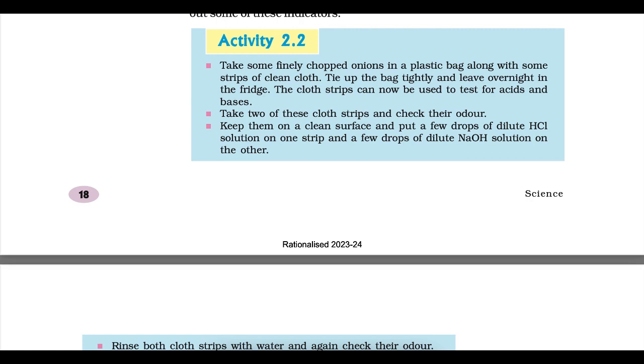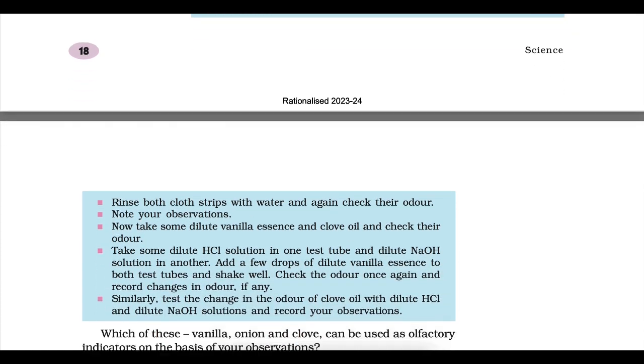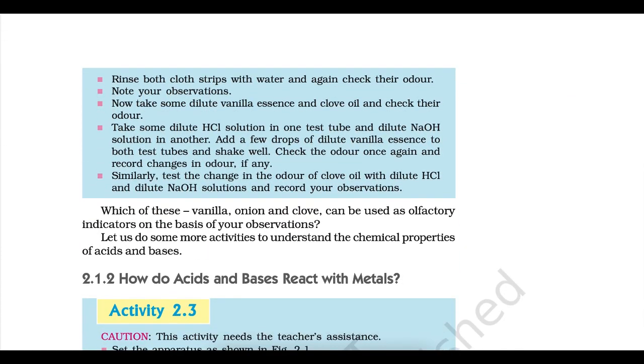Activity 2.2. Take some finely chopped onions in a plastic bag along with some strips of clean cloth. Tie up the bag tightly and leave overnight in the fridge. The cloth strips can now be used to test for acids and bases. Take two of these cloth strips and check their odor. Keep them on a clean surface and put a few drops of dilute HCl solution on one strip and a few drops of dilute sodium hydroxide solution on the other. Rinse both cloth strips with water and again check their odor. Note your observations. Now take some dilute vanilla essence and clove oil and check their odor.